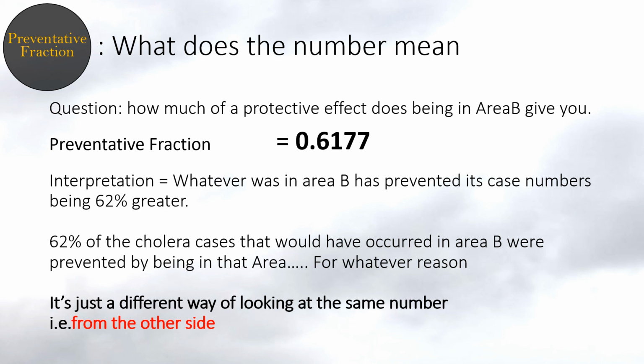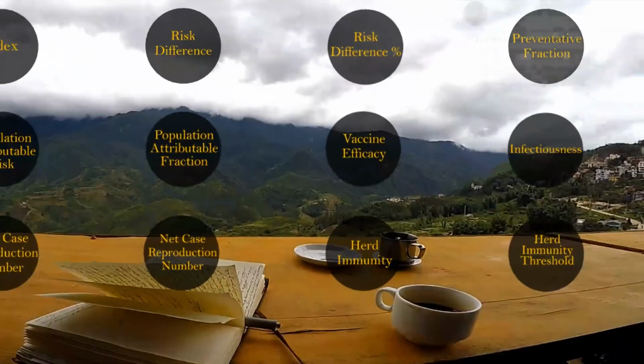And again, whatever was in area B has prevented its case numbers being 62% greater. This is by taking into consideration the unexposed, or 62% of the cholera cases that would have occurred in area B were prevented from even occurring by being in that area for whatever reason. So, that is preventative fraction.